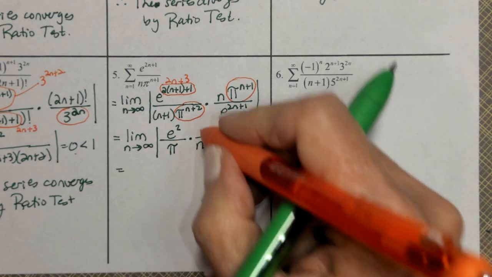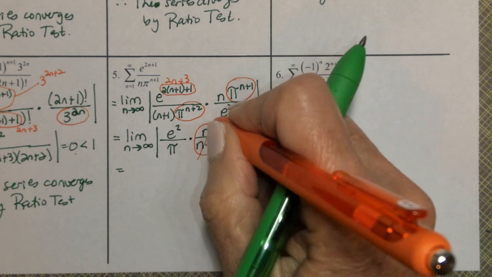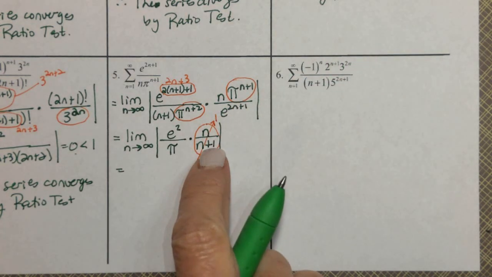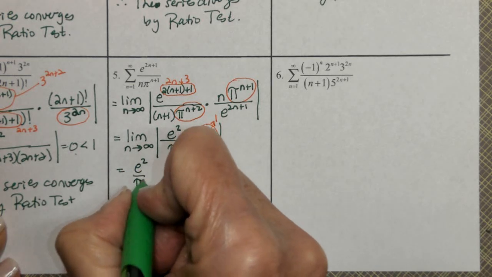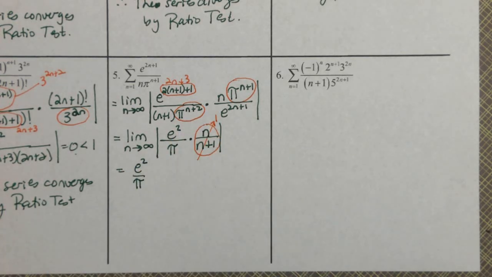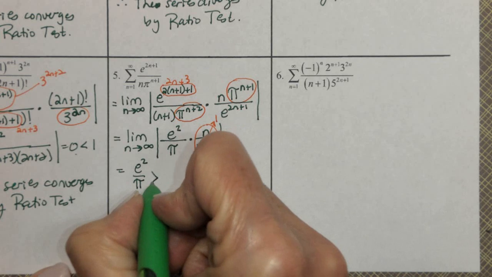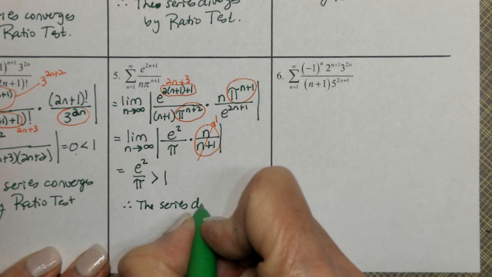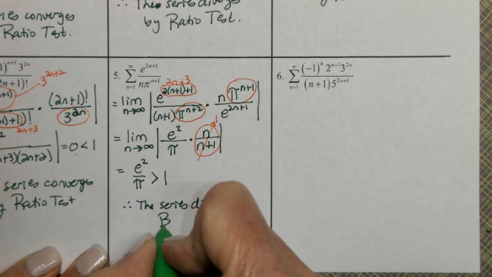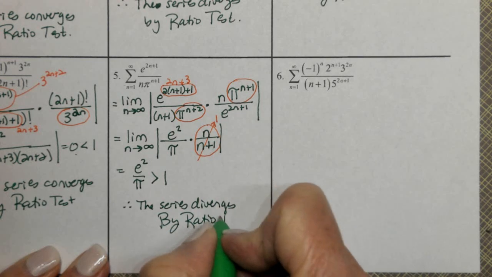As n goes to infinity, this thing goes to 1 because the 1 does not matter. The n's reduce to 1. And we are left with e squared over pi. Which is larger? We have to compare this to 1, so which is larger, e squared or pi? Well, e is about 2.7 something. Squared is going to be larger than 3.14159. So this is larger than 1. Therefore, the series diverges by the ratio test.